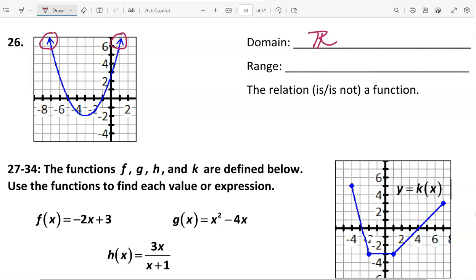The range is the set of all y values, and there is a lowest y value, and that lowest y value is -2. So that means that our range is y is greater than or equal to -2 because all of the y values on this graph are above -2 or at -2. This relation is also a function because any vertical line intersects the graph no more than one time.